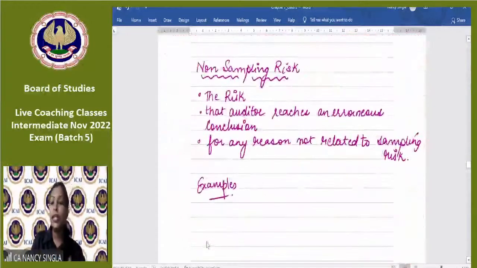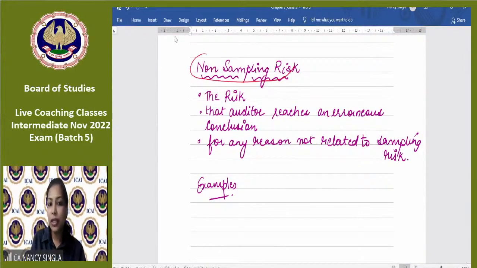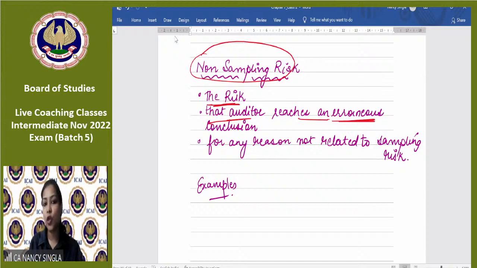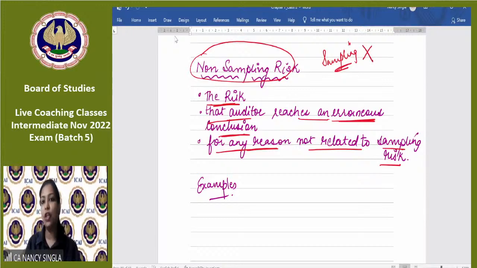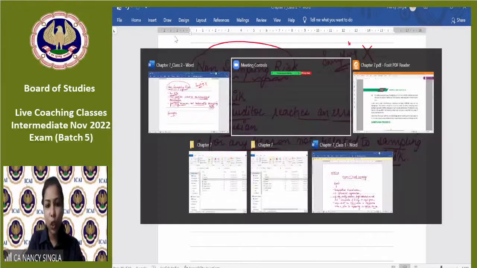Now what is non-sampling risk? Any risk not related to sampling. The risk that the auditor reaches an erroneous, wrong conclusion for any reason not related to sampling risk. So the auditor has done sampling, but there is a risk which is not related to sampling, the conclusion गलत आ रहा है, sample की वजह से नहीं, because of any other reason, that is non-sampling risk.